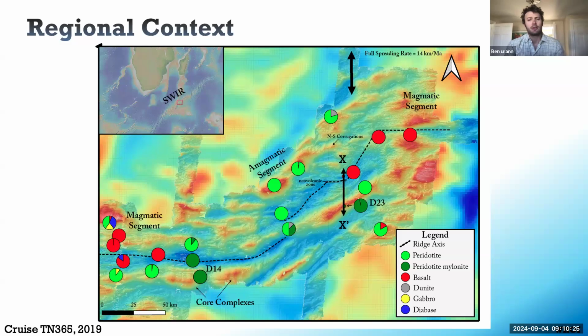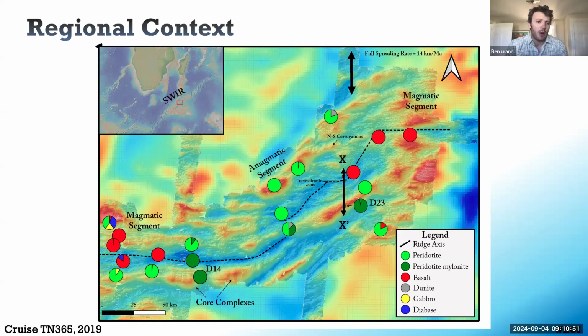And so here's a region that we sailed to in 2019. This is the 45-degree east region of the Southwest Indian Ridge. And the full spreading rate here is about 14 millimeters per year. And this is a really, really fascinating segment. It's bracketed to the west and east by the Indomed and Discovery transform faults. And the regional geology here differs substantially as you go along the ridge axis.